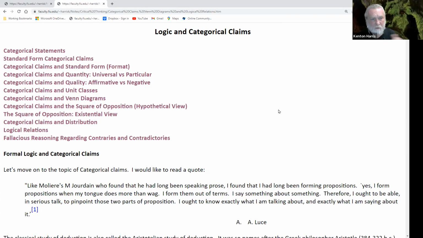So we're going to talk about categorical claims, standard form categorical claims. We're going to be talking about universal and particular, affirmative and negative, unit classes, Venn diagrams, square of opposition, hypothetical, square of opposition, existential, distributions, logical relations, and fallacious reasoning regarding contraries and contradictions. Doesn't this sound exciting? Hopefully you are. All right, so this is a silly little quote where I'm referencing Moliere's character. It says, I was shocked to discover I've been speaking prose my entire life. Well, you've probably been making propositions and categorical propositions your entire life at that. So that's the point of that little joke.